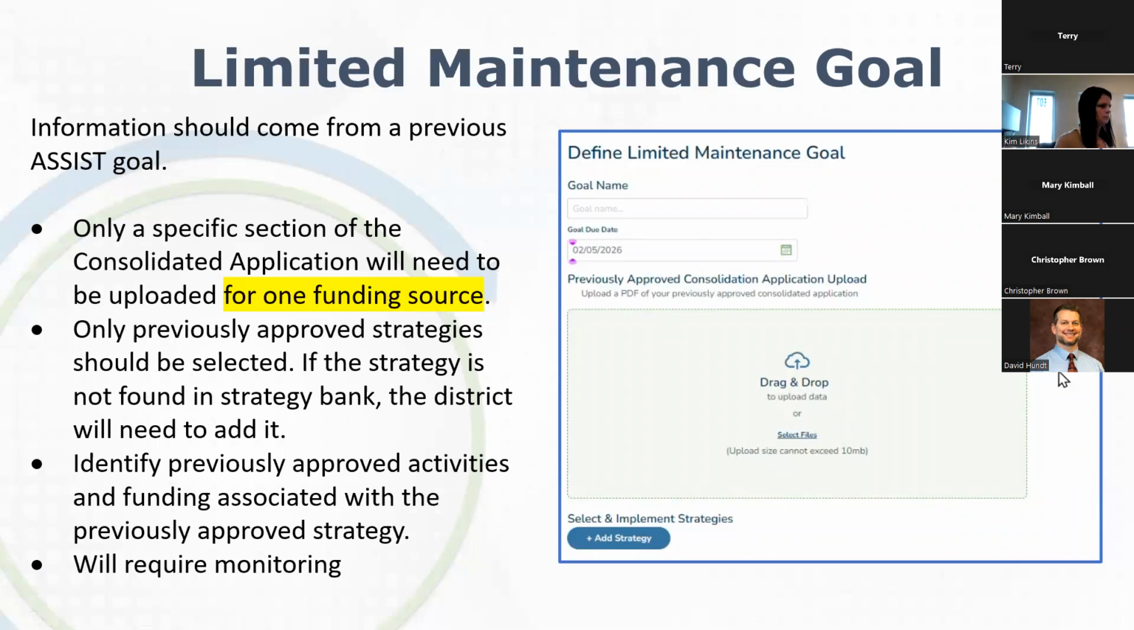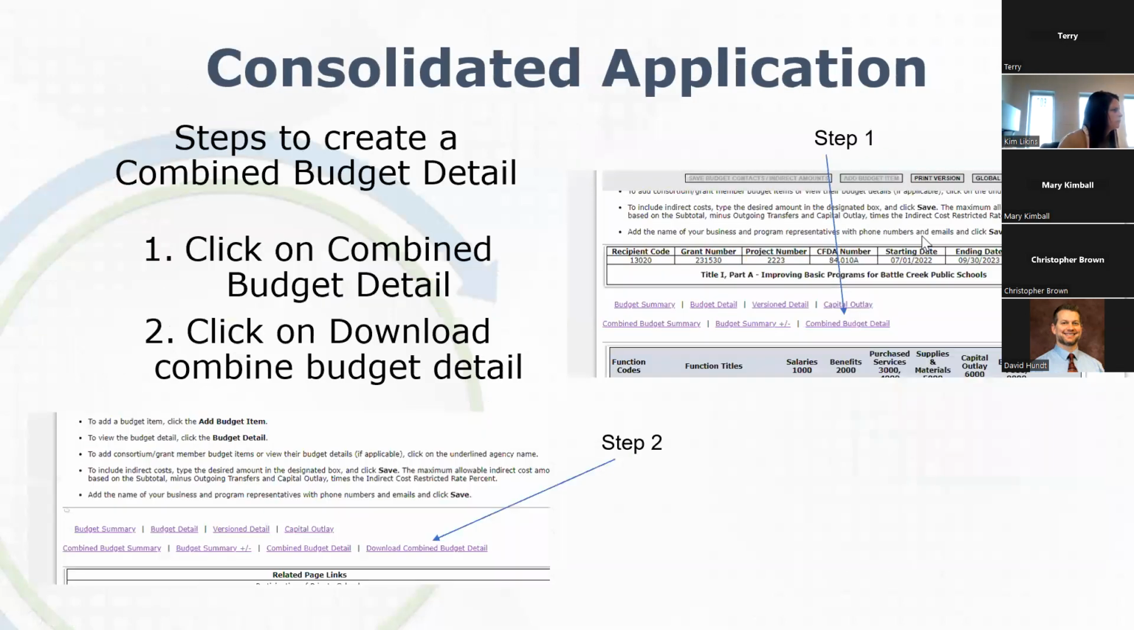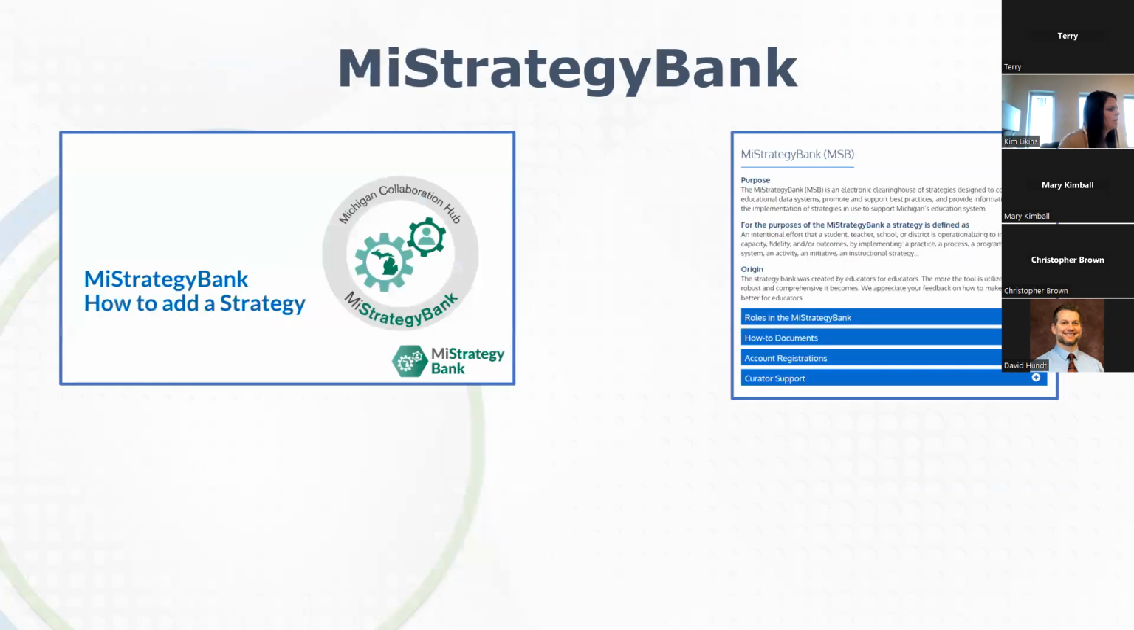So you have a couple of different ways. This drag and drop interface is the same process throughout MICIP when adding evidence. So it should feel very familiar. There's nothing to do differently. All right, so combined budget detail. Keep that in your head, because that's what you need to put in there.